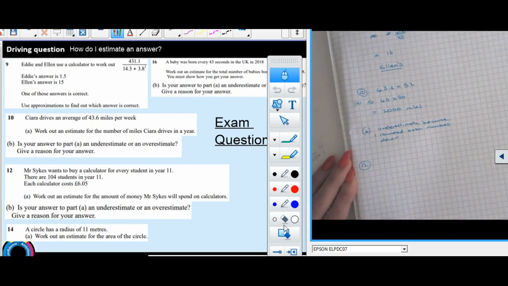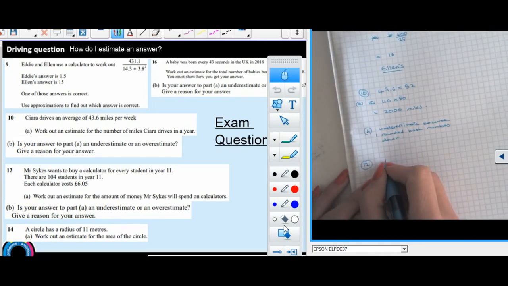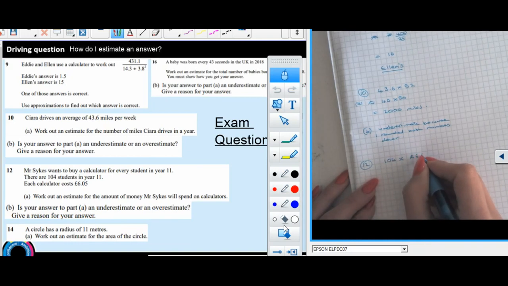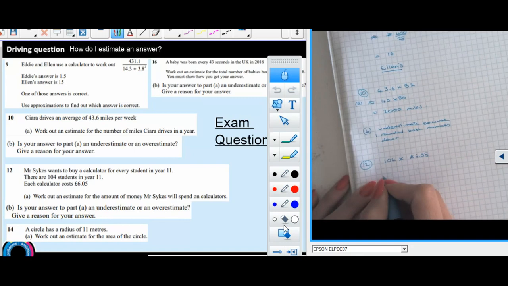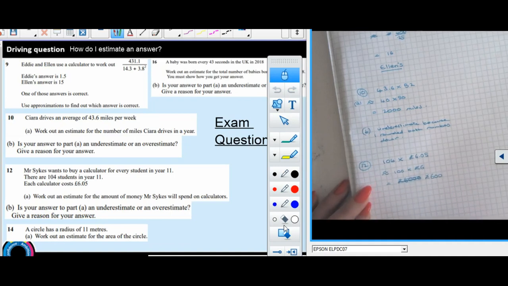Question 12. Mr. Sykes wants to buy a calculator for every student in Year 11. There are 104 students in Year 11. Each calculator costs £6 and 5p. Work out an estimate for the amount of money that Mr. Sykes will spend on calculators. Okay, so the actual calculation he should do is 104 multiplied by £6 and 5p. My estimate will be 100 multiplied by 6, which gives, oops, not 6,000, £600.